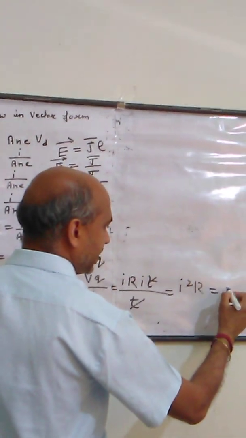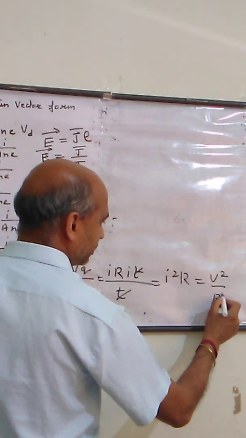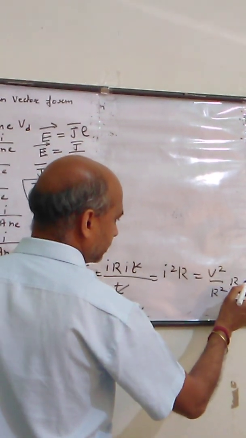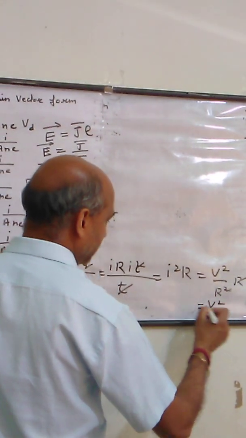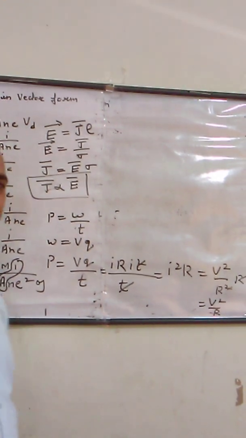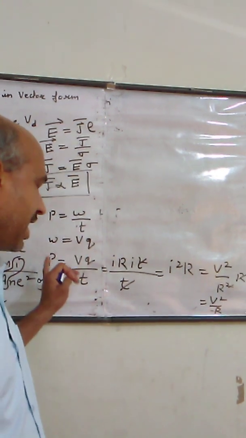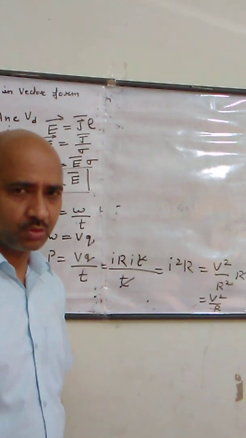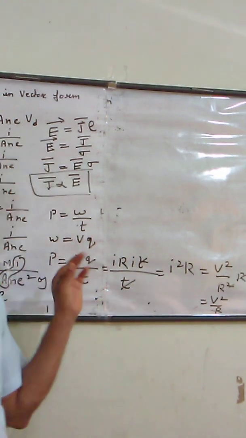This can be changed as V upon R, that means V square upon R square into R. So one R gets cancelled, and we get V square upon R. So we have different expressions. We can obtain different mathematical expressions for this power. I am not going into detail, because you have done this in class 10th.